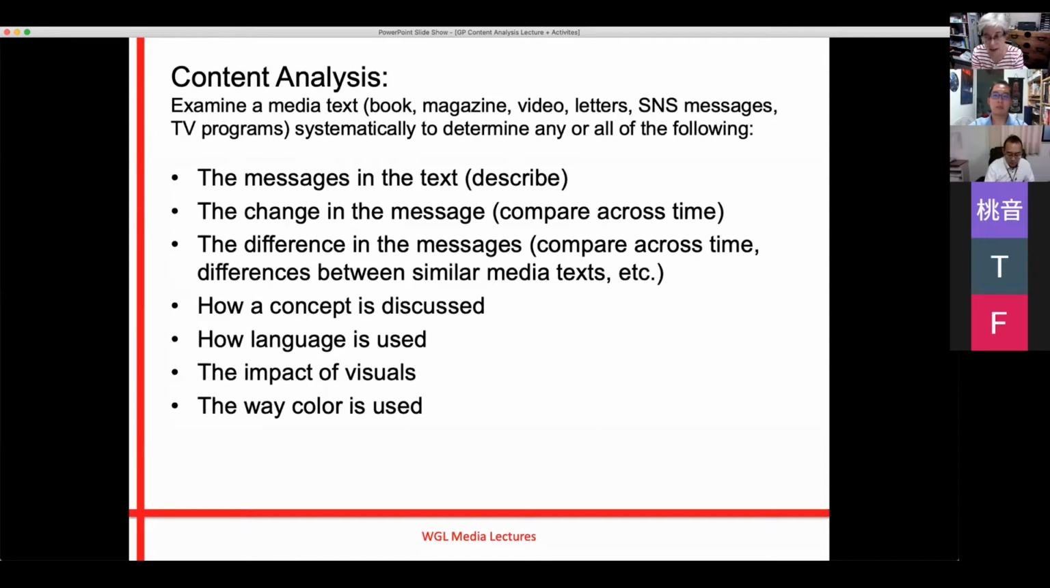I'm describing the messages of a text, or I am comparing changes in a text across time, or I'm comparing differences in messages, maybe differences in time between 1960 and 2020, or I'm comparing differences between two countries, country A and country B. I'm comparing similar media texts, or I'm considering how a concept is discussed in the media of one country or another country.